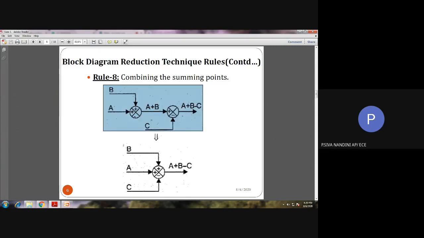See here in this figure, we are having two summing points. In the first summing point, the inputs A and B are fed with positive sign. So the output from the summing point is A plus B. This A plus B is given to the second summing point with the positive sign, and the input C is fed to the second summing point with a negative sign. So the resultant output will be A plus B minus C.